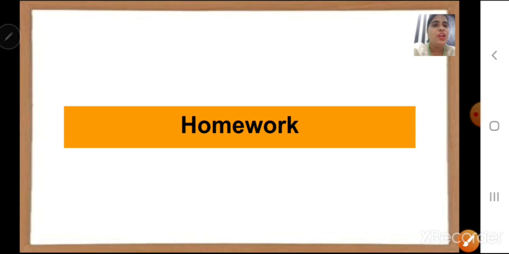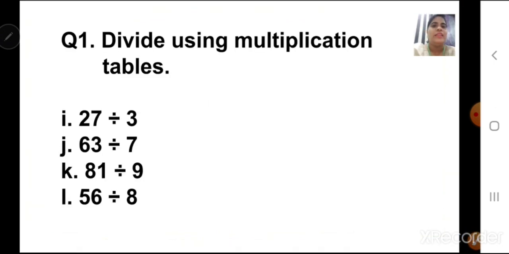Now it's time for homework. There are only 4 questions, children, from question number 1. Divide using multiplication tables. I, J, K and L sums you are going to do in your homework notebook. Got it, children?